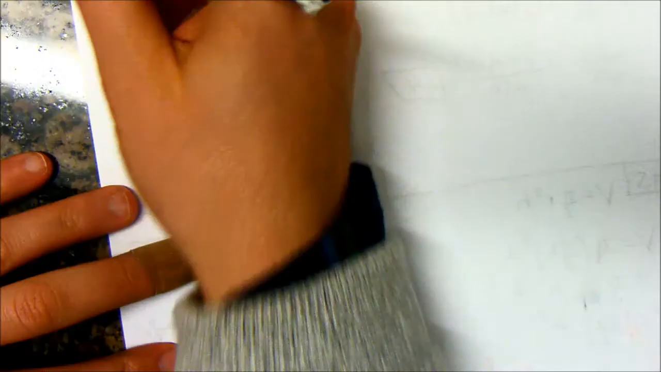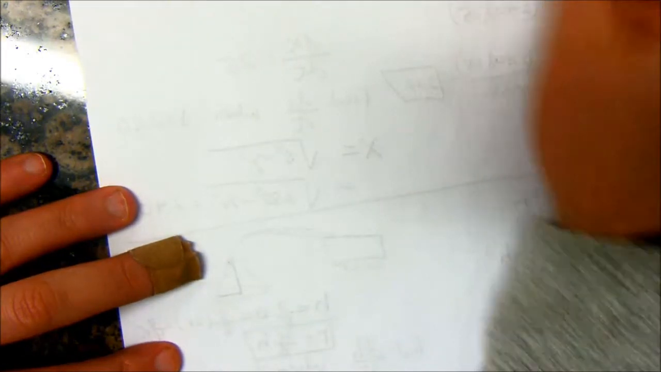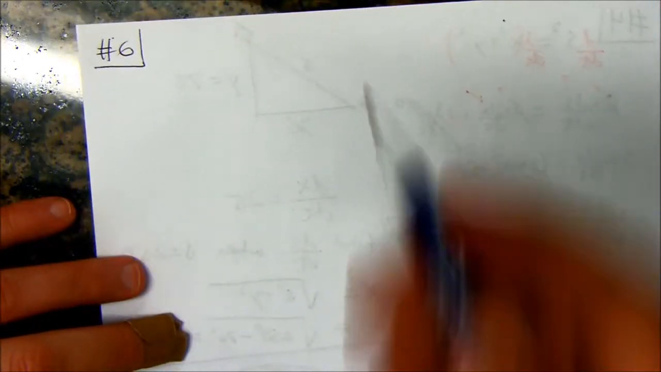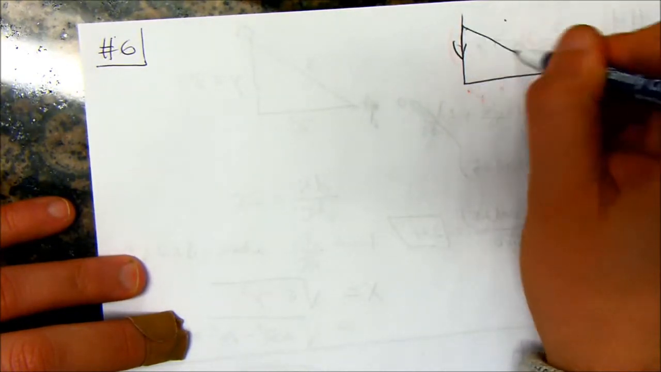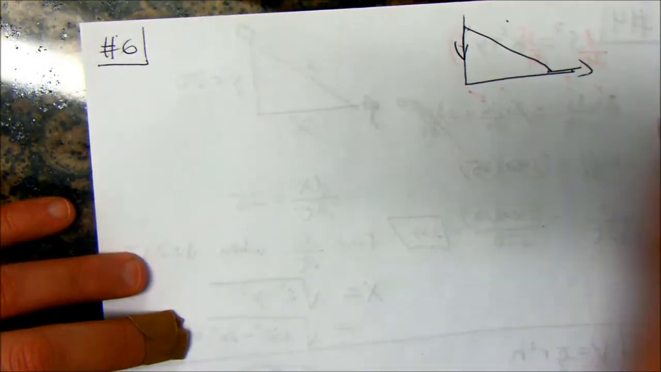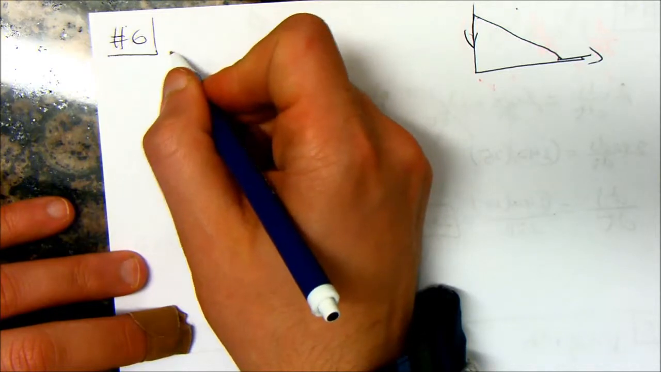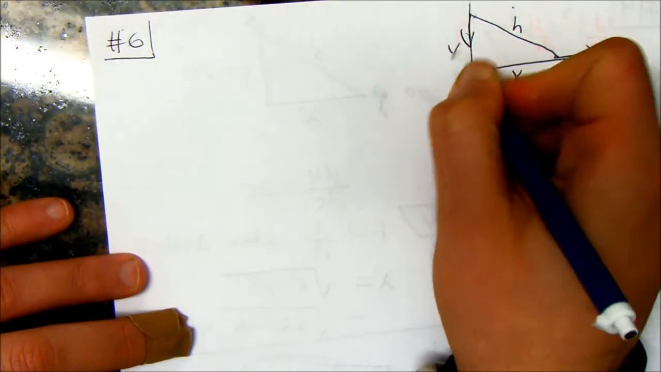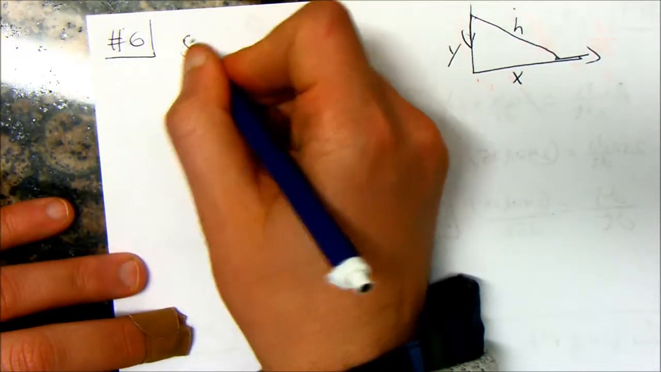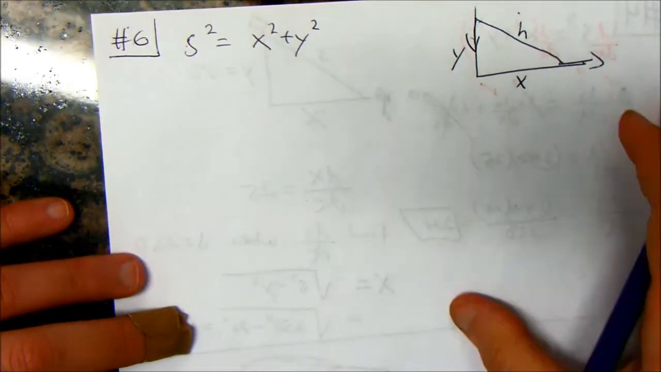So number 6, you have this ladder, and they already have the picture there for you, so that's nice. You have this ladder that is moving away from a wall. It's sliding down a wall, and basically you get this triangle where the top of the ladder is moving this way and the base of the ladder is moving that way. Okay? And so the big equation is going to be the hypotenuse, and we'll call this x, we'll call this y. So the hypotenuse s squared is equal to x squared plus y squared.